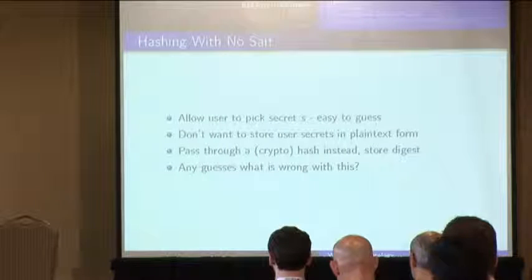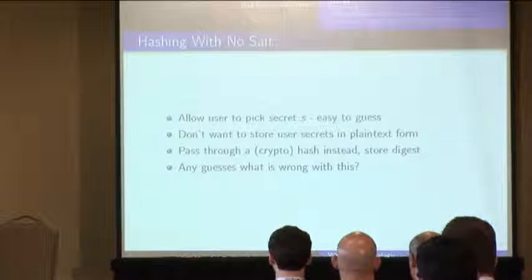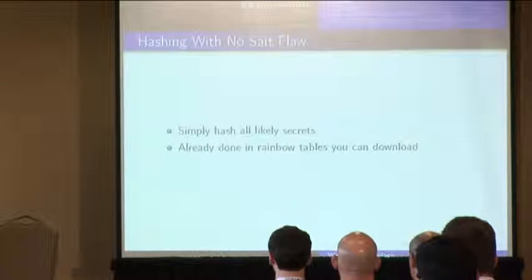So one of the main mistakes that people make is hashing with no salt. You're allowing a user to pick a secret, their password, for example. It's easy to guess. You don't want to store it in plain text form. You pass it through a hash instead, and you store the digest. I assume that most people know what the problems are with this.